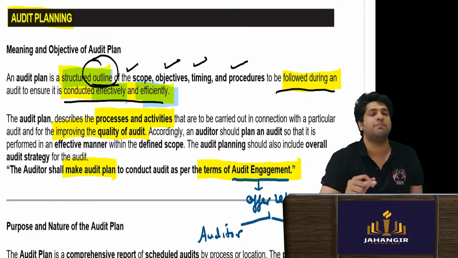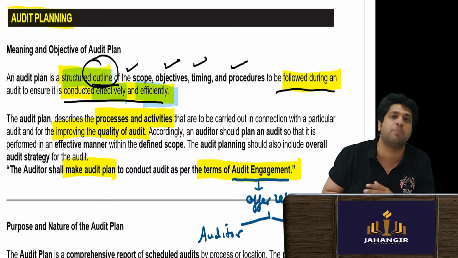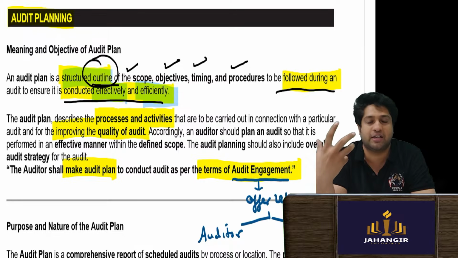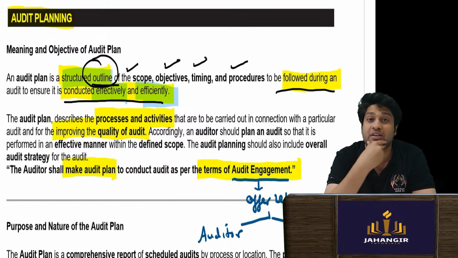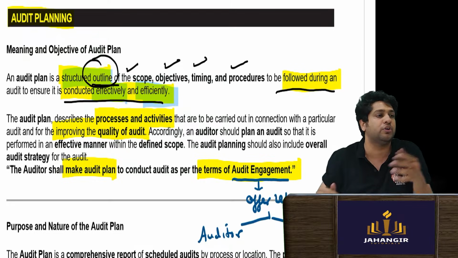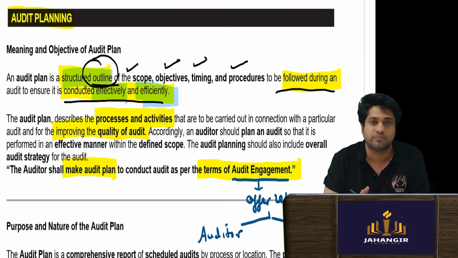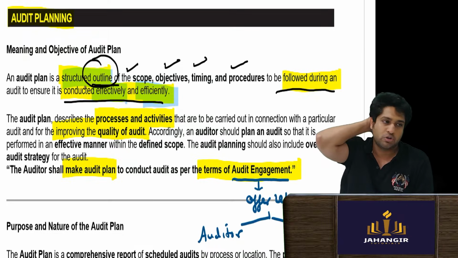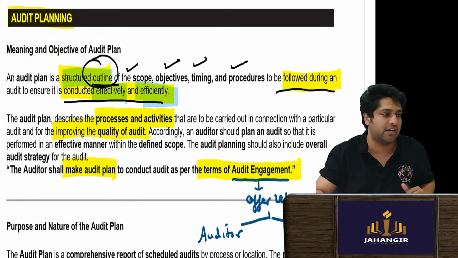Audit plan. So the audit plan is the roadmap or the outline which will be followed. The objective of having a proper plan is so that the audit can be conducted effectively and efficiently. So there are some keywords you need to learn, and you can see that I'm highlighting keywords, because that is what you need to write. The audit plan is a structured outline of the scope of the audit, type of audit, timing of the audit, procedures, so that the audit can be conducted efficiently and effectively. So writing like that really helps.